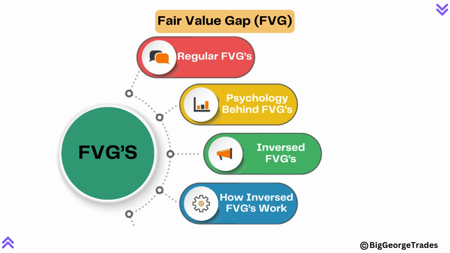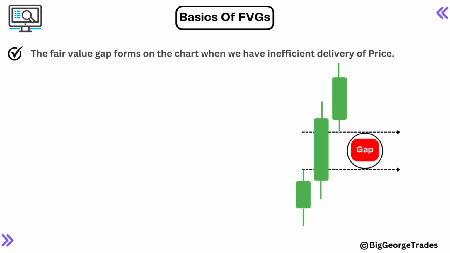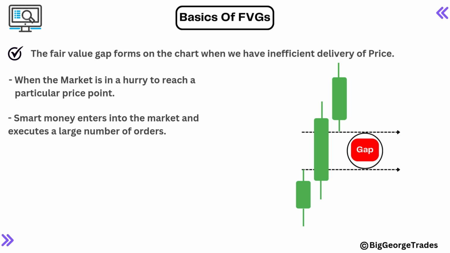So let's get started. Fair value gaps form when we have insufficient delivery of price. When the market is in a hurry to reach a particular price point, smart money enters the market and executes a large number of orders, which causes displacement in the market.